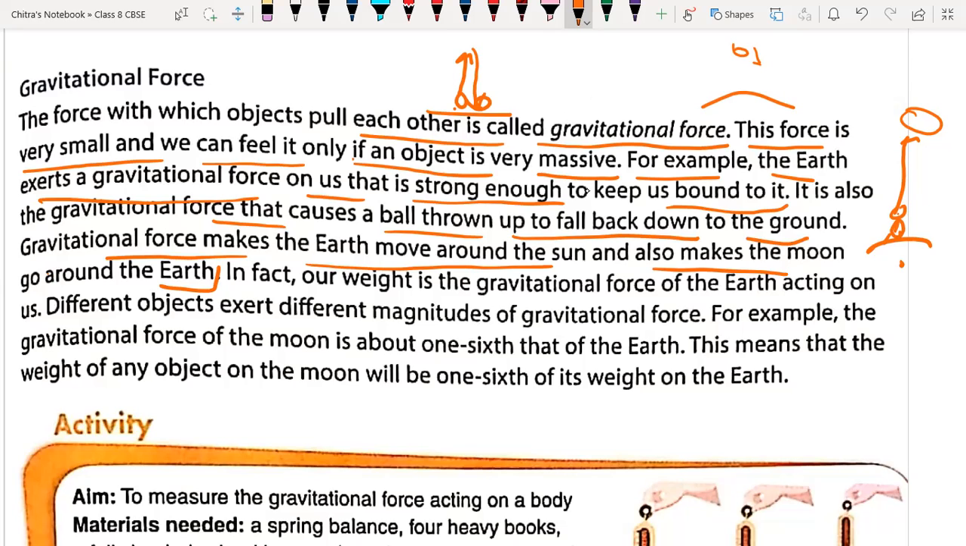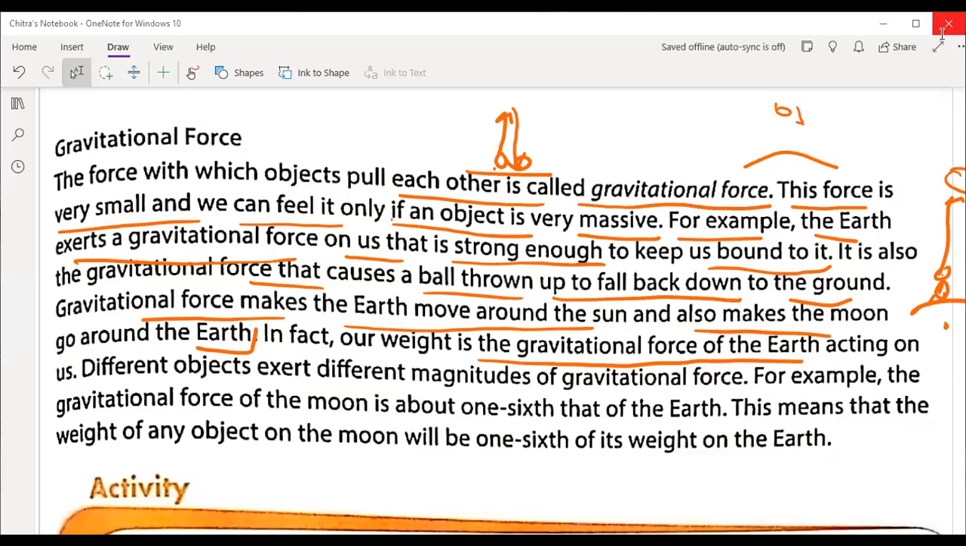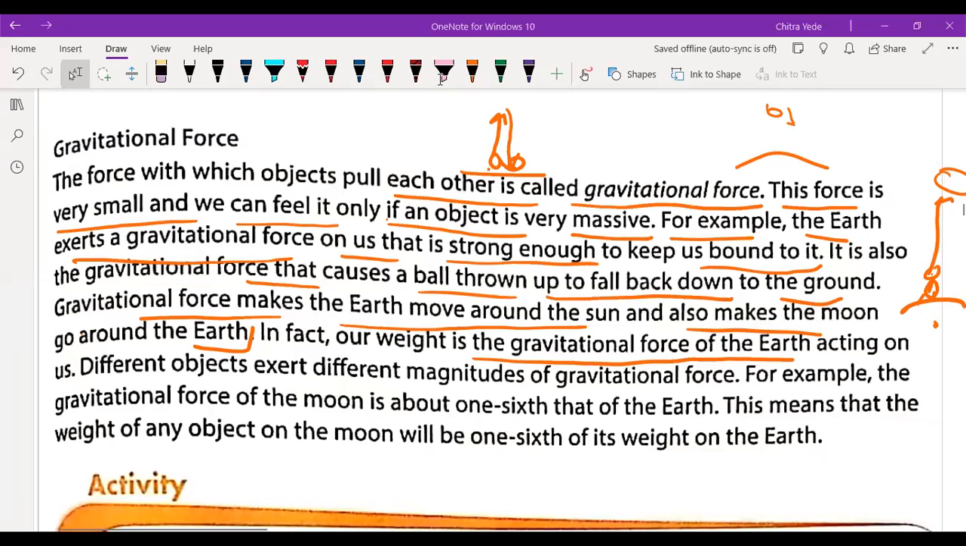In fact, our weight is nothing but a measure of gravitational force. Whatever weight we have on earth is due to the gravitational force only. Very important. Okay, next.